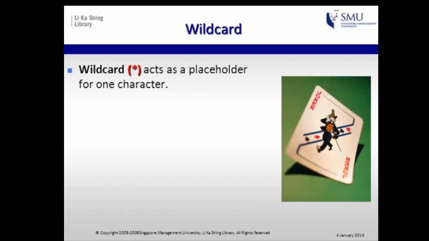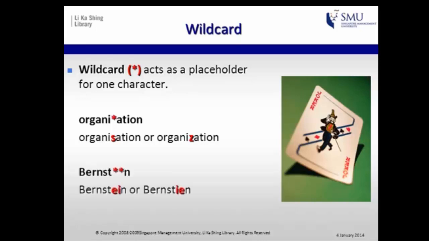The wildcard function acts as a placeholder for one character. This is a useful function when you are looking for variations of spelling. For instance, if you were looking for the word organization, you could substitute the letter S for an asterisk, and this would retrieve documents which either contain the word organization spelled with the letter S or organization spelled with a Z. It is also useful for spelling errors, as shown in the example for Bernstein.